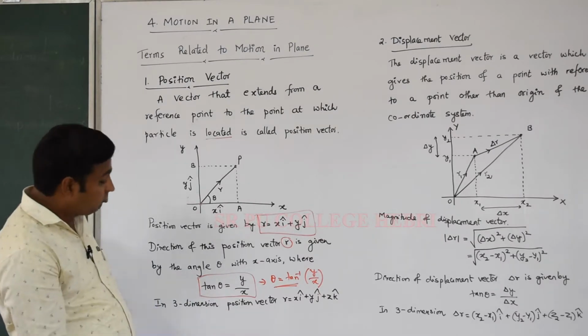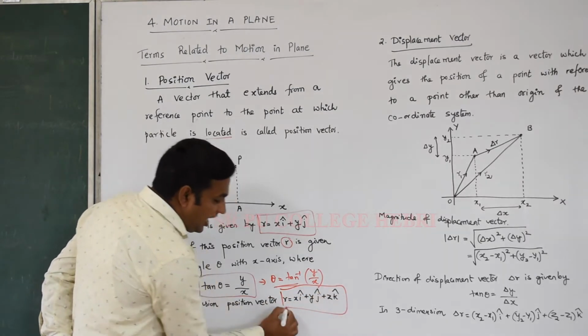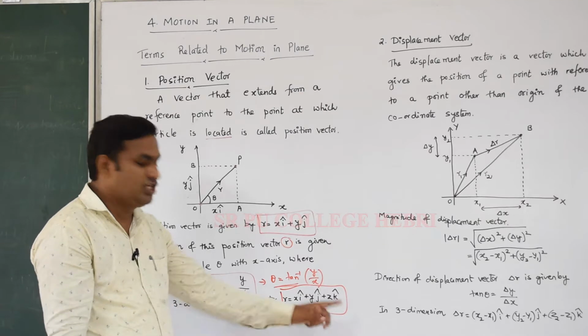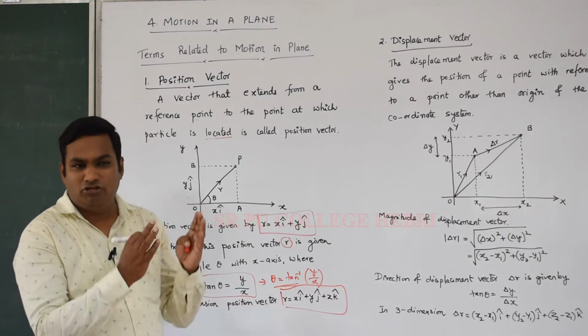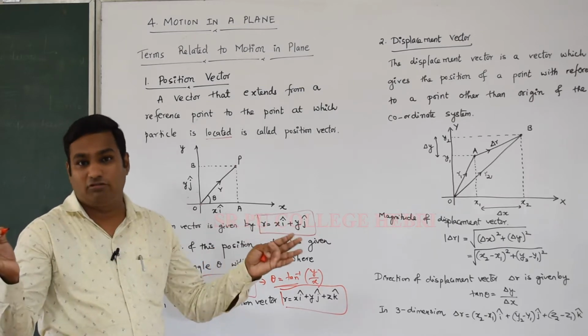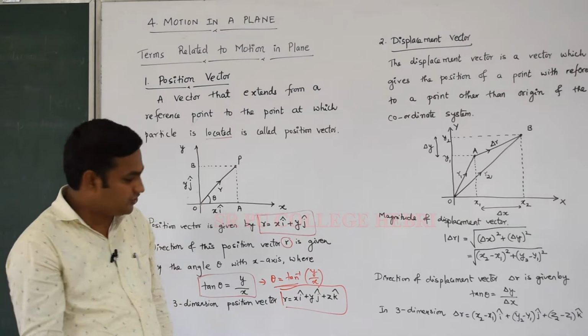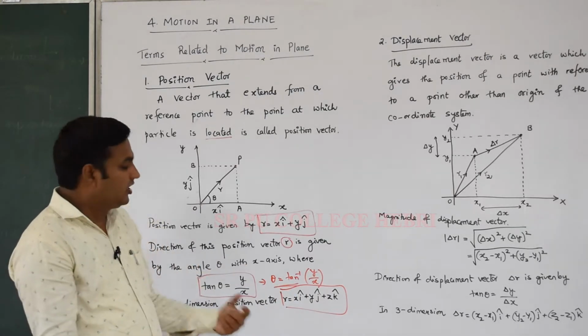In 3 dimension, the position vector is denoted as r is equal to x i cap plus y j cap plus z k cap. I already told in the last video there are three rectangular components we can think of: i cap, j cap and k cap. They are the unit vectors. Here i, j, k cap are mutually perpendicular to each other in three dimension.